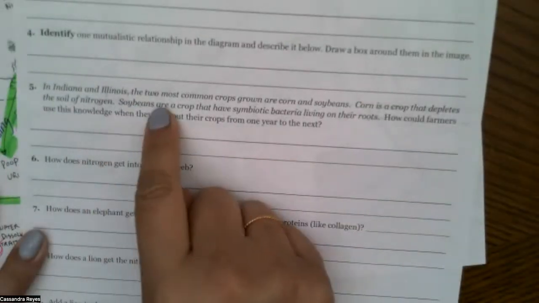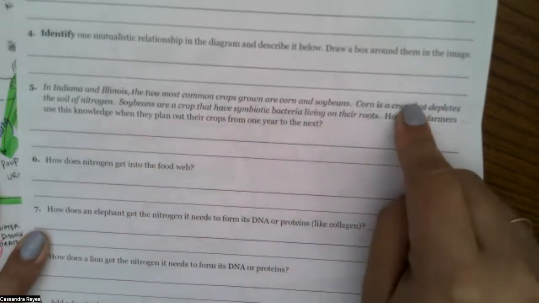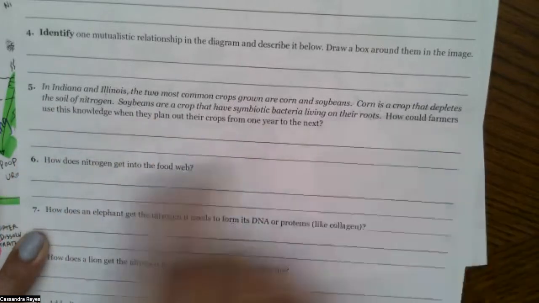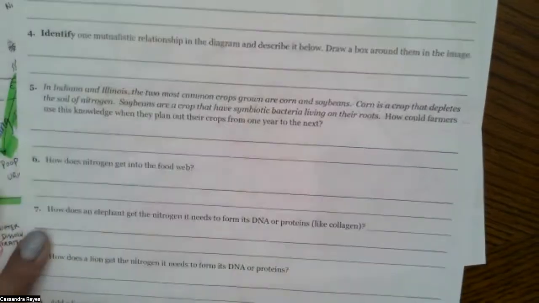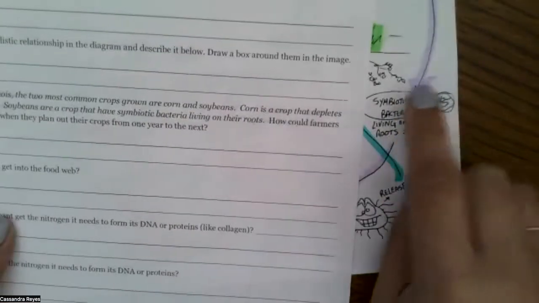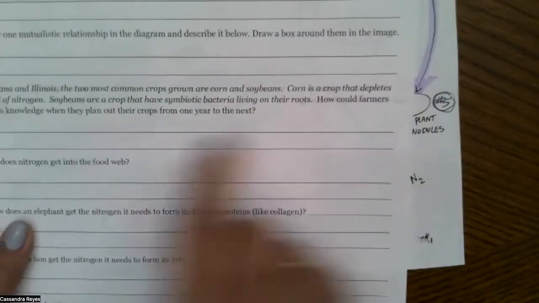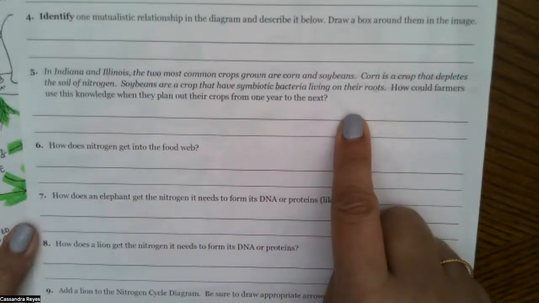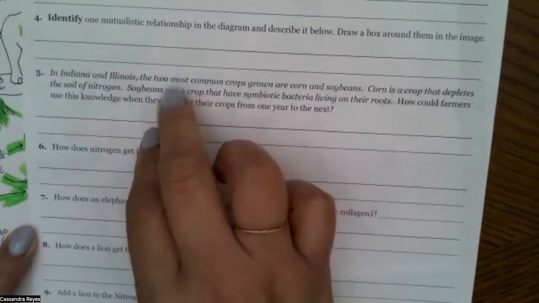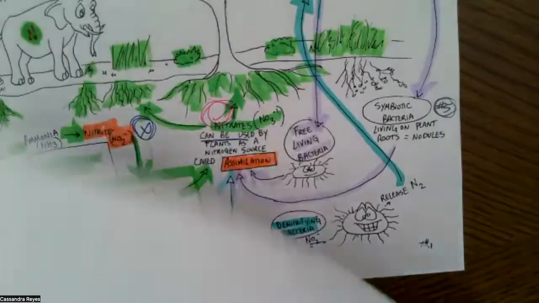Okay, so we're going to jump over to question number 5. In Indiana and Illinois, the 2 most common crops grown are corn and soybeans. Corn is a crop that depletes the soil of nitrogen. So if it depletes the soil of nitrogen, it means it is taking out the nitrogen. Soybeans are a crop that have symbiotic bacteria living on their roots. So how could farmers use this knowledge when they plan out their crops from one year to the next? All I want you guys to do is write 1 or 2 sentences here to answer the question, but I am going to draw you a little picture to maybe help you answer that.